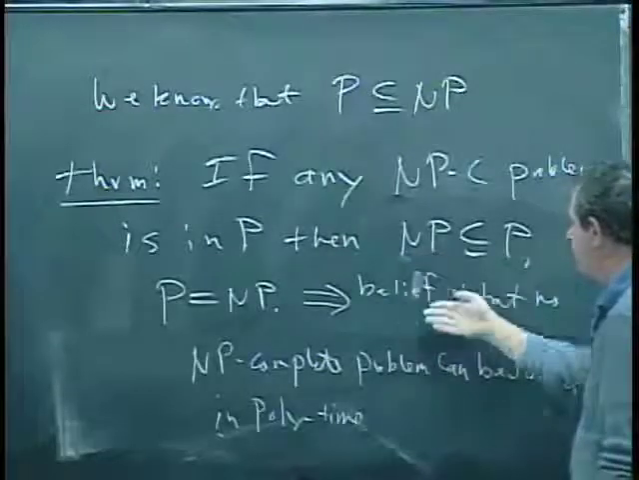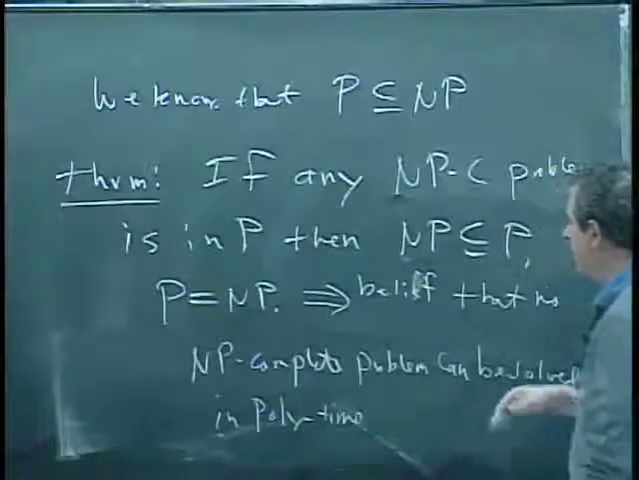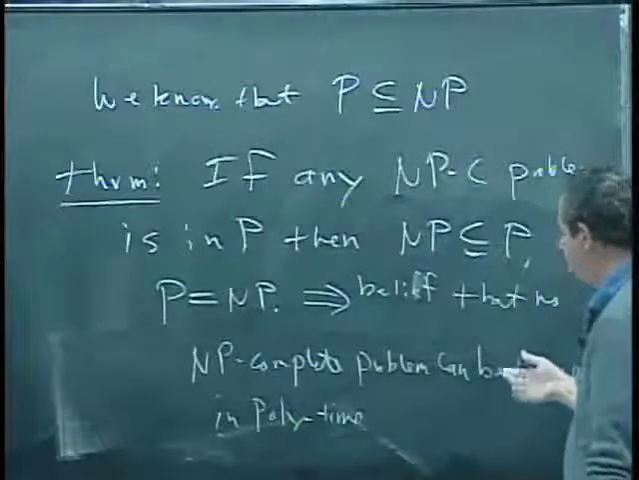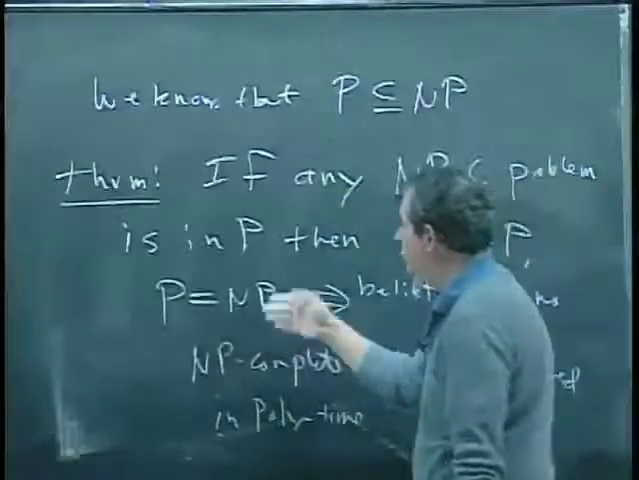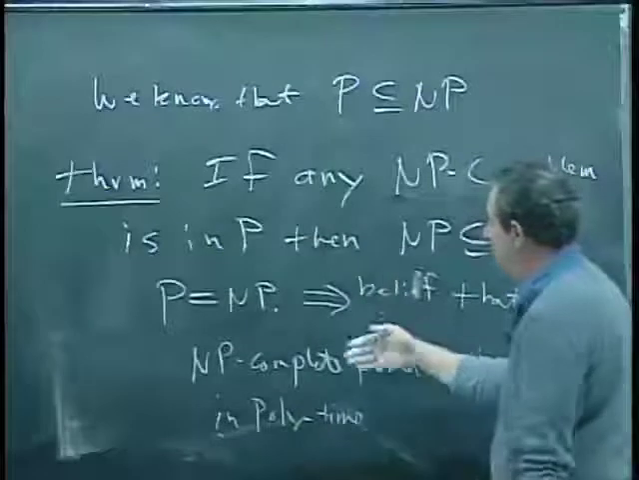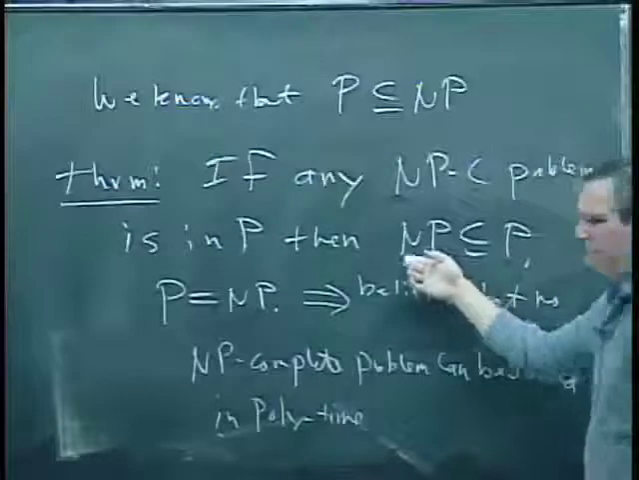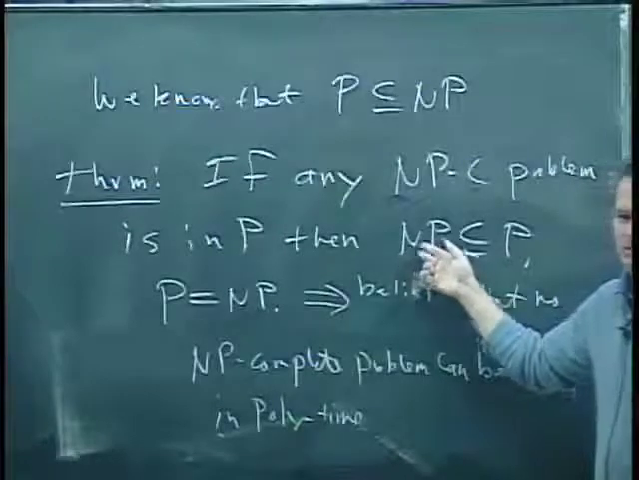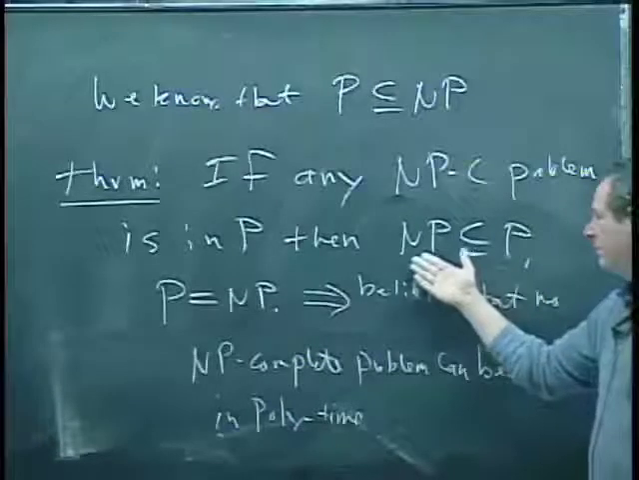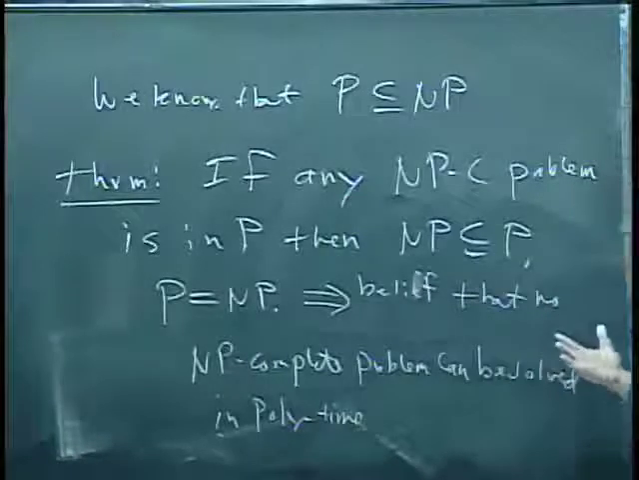So what's the evidence that no NP-complete problem can be solved in polynomial time? Well, first of all was what I just said. If any NP-complete problem can be solved in polynomial time, then P equals NP. That means that any problem in NP would also be in P. And being in NP is such a weak property, and being in P is such a strong property, that it just doesn't seem believable that NP would be contained in P.